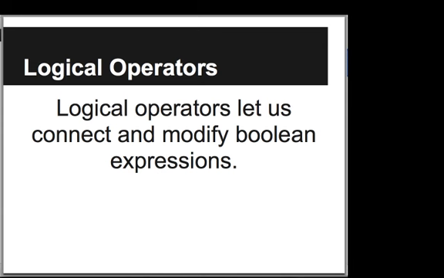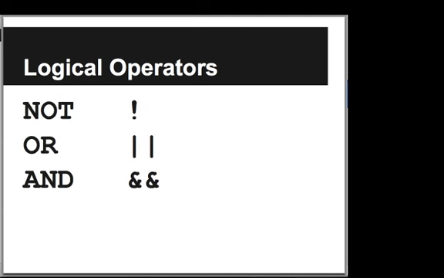Hi, in this video we are going to introduce logical operators. Logical operators let us connect and modify Boolean expressions. So let's figure out exactly what that means. First, the three logical operators that we have are not, which we represent with the exclamation point, or, which we represent with the two vertical bars, and and, which we represent with the two ampersand characters.